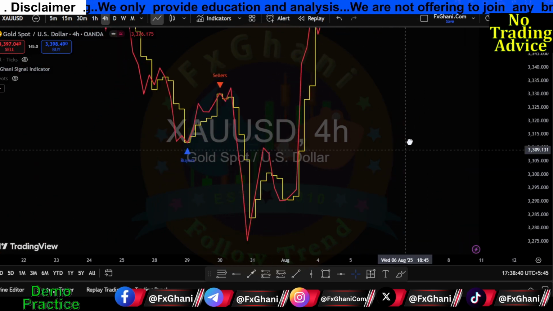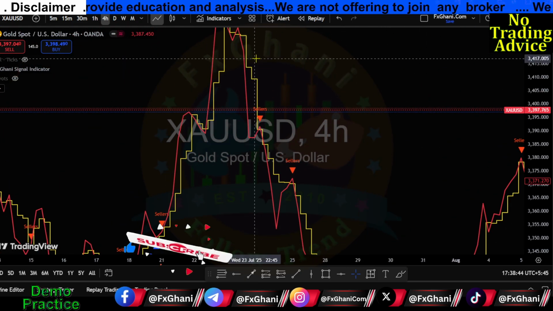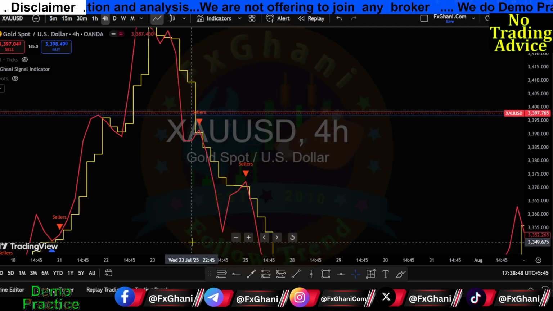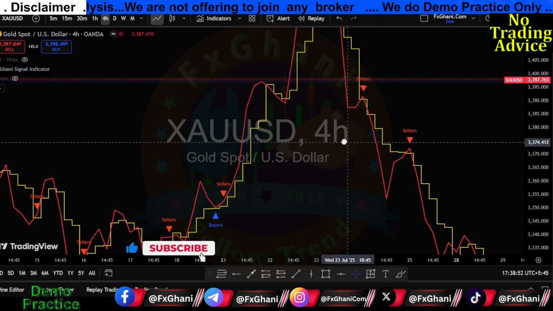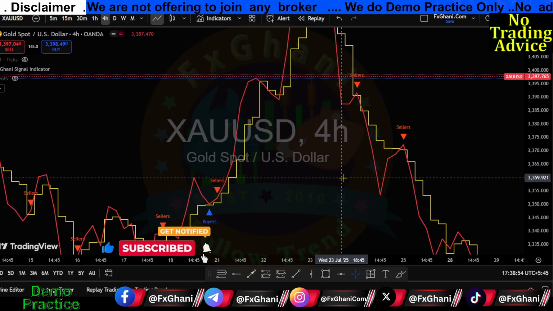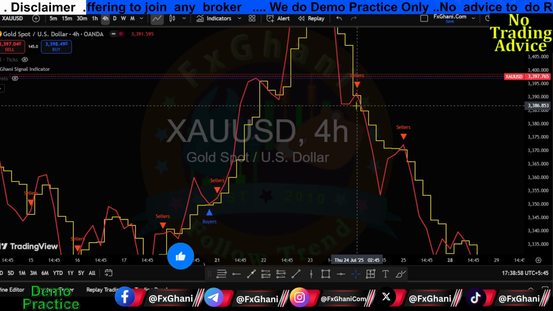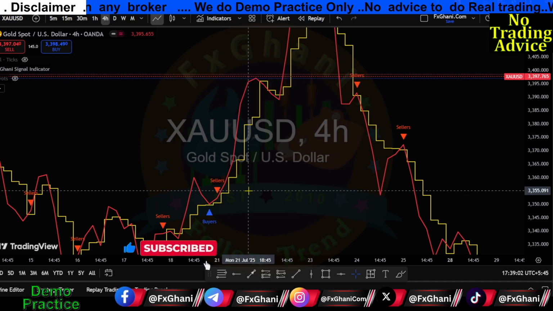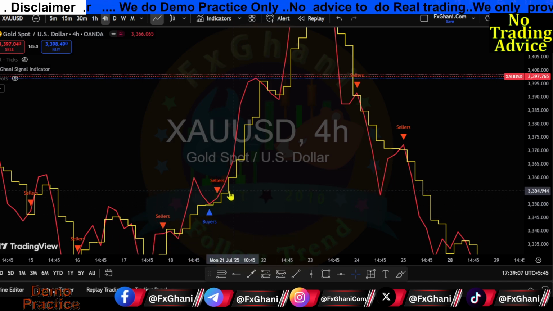So if prices stay above the VWAP level, then it's buy, and if prices stay below the VWAP level, then it's sell. But we will not open any buy or sell trade blindly. We still need an entry signal, an entry indication, which is this blue arrow or red arrow. Blue arrow means buyers and red arrow means sellers.